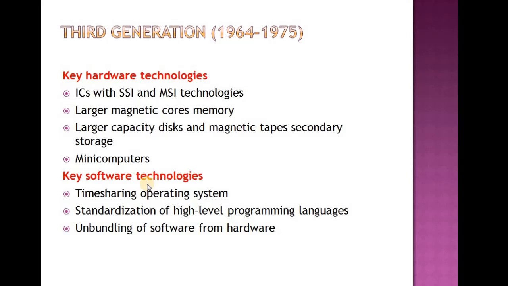Now let us look into the software technologies that helped in commercializing the computers of third generation. Third generation computers were built using the time sharing operating system. Let me go back to the second generation, where we used the batch operating system, where it took a lot of time for the programmers to get the results.